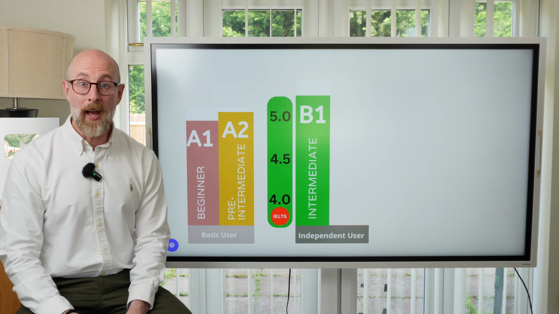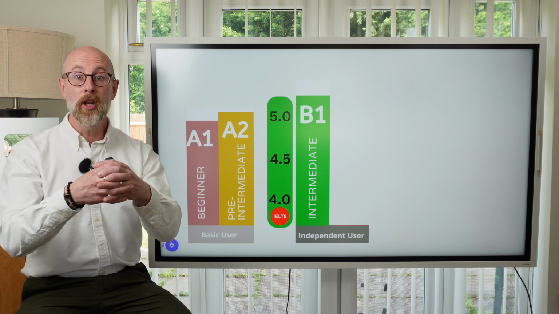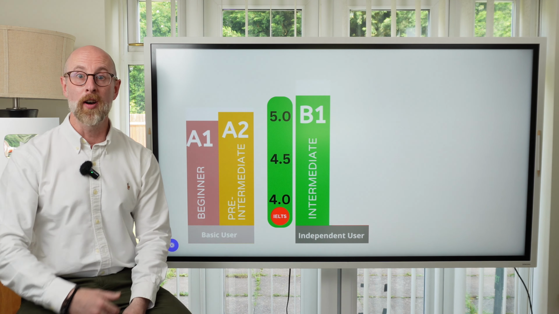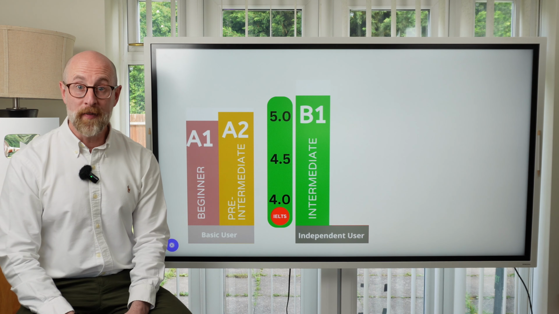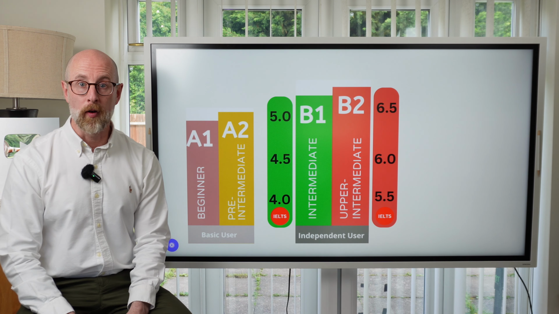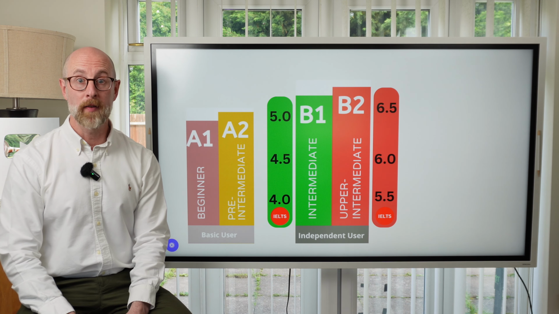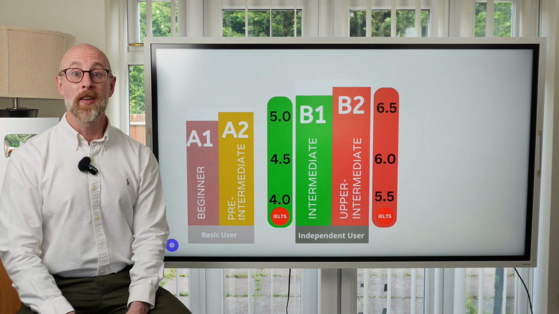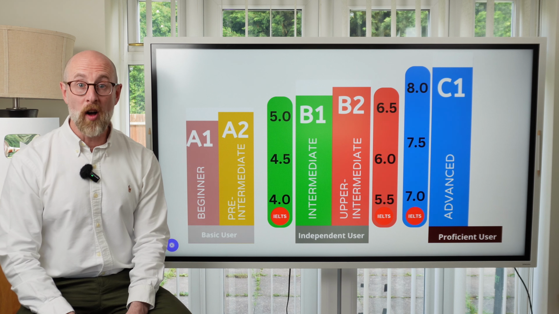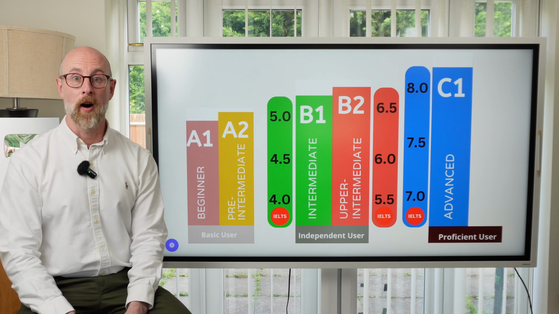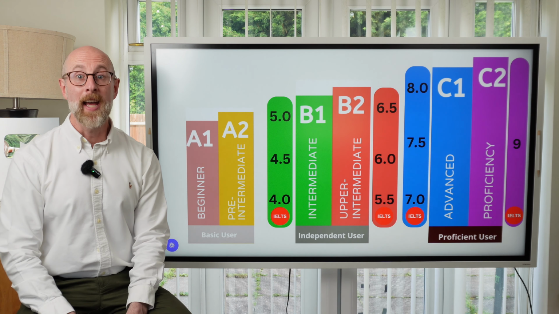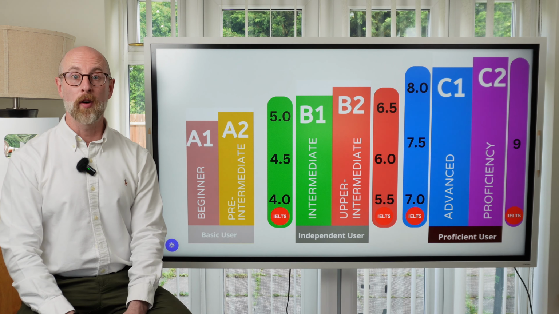I've mapped IELTS scores with the Common European Framework. Have a look. B1 level at IELTS is bands 4, 4.5 and 5. At B2 level, IELTS bands 5.5, 6 and 6.5. At advanced level, IELTS bands 7.0, 7.5 and band 8. And finally, C2 level is band 9 at IELTS level.